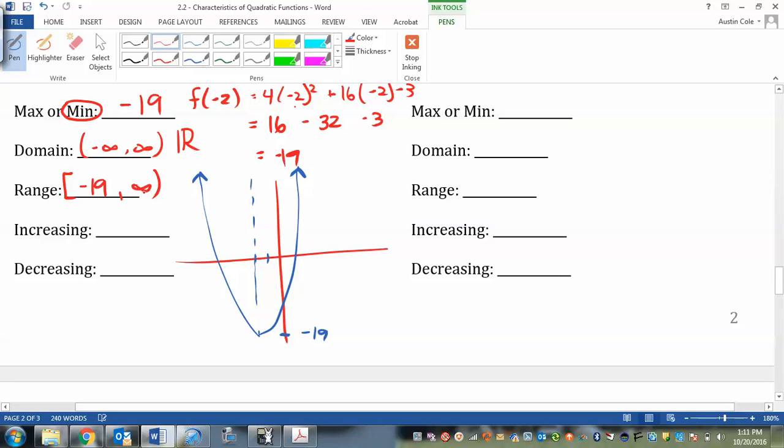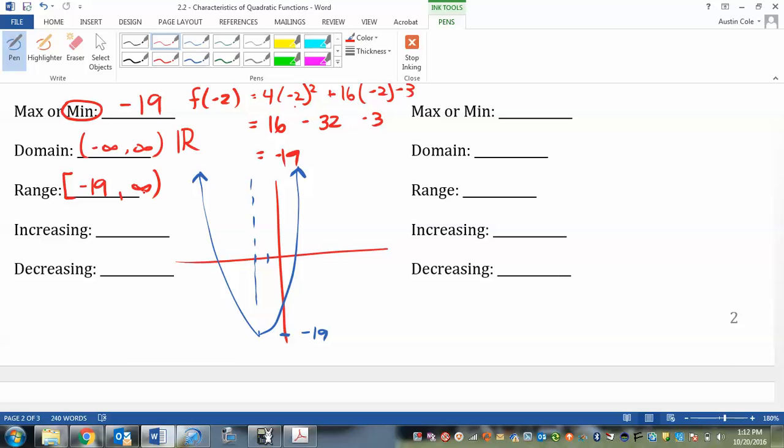If it's a parenthesis, it means we're not including that number. I can never get to infinity, but I can get to negative 19. We're just saying, hey, negative 19 is in my list. So it would be one bracket, one parenthesis. Yes, one bracket on the left, parenthesis on the right.